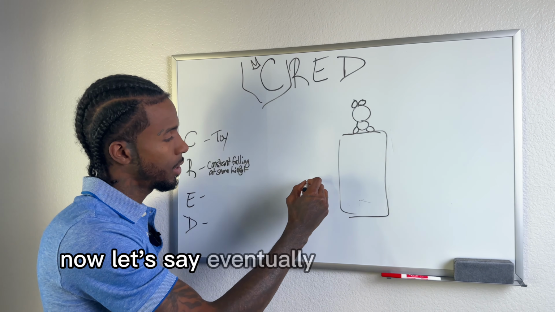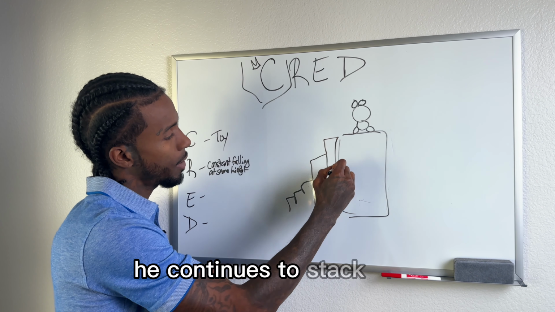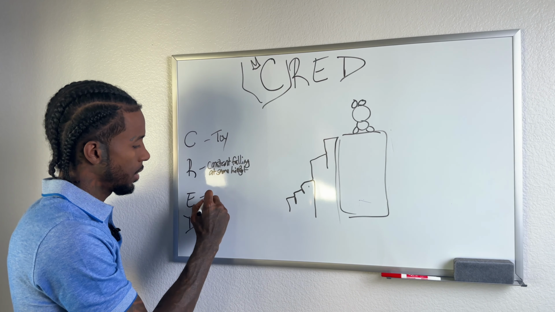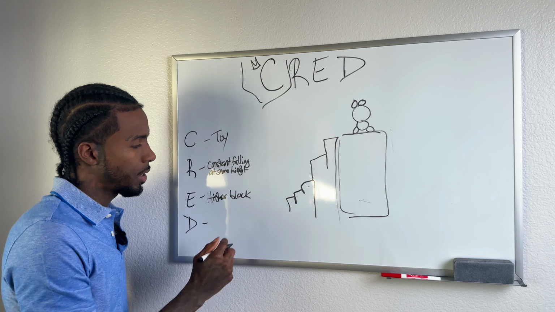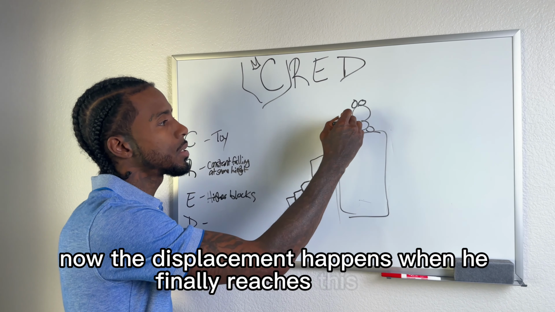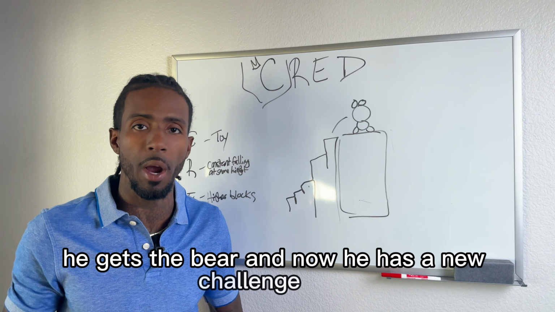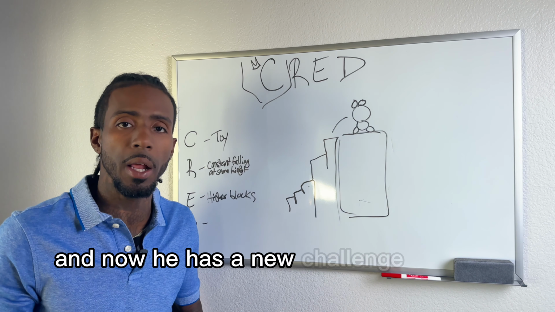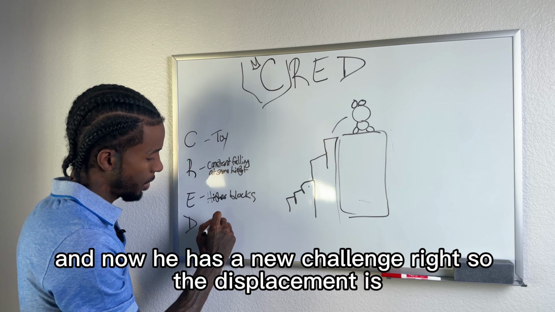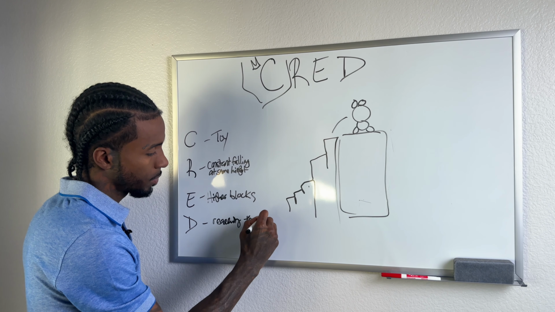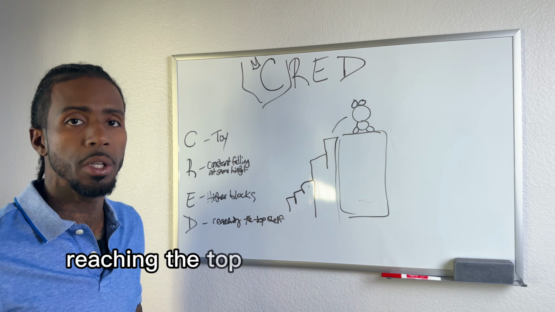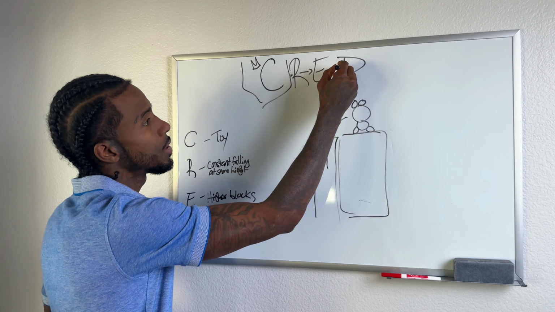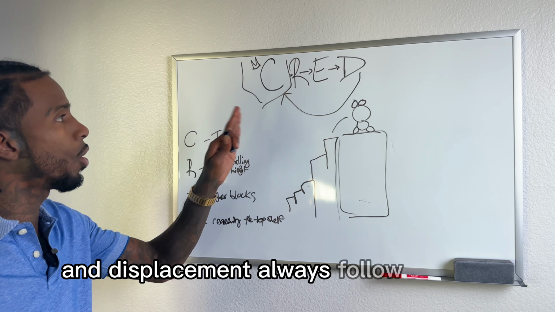Now, let's say eventually he continues to stack, right? And he goes up. So the expansion within this moment is simple. It's as he stacks higher blocks. Now, the displacement happens when he finally reaches the top, he gets the bear, and now he has a new challenge, right? The capital moves to the next place wherever the toy may exist, and now he has a new challenge, right? So the displacement is reaching the top shelf. So range always returns, expansion always cools, and displacement always follows capital.